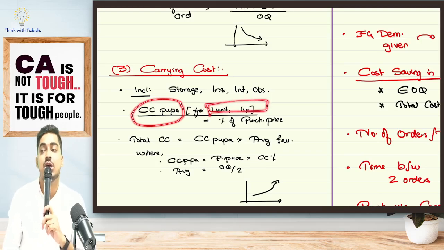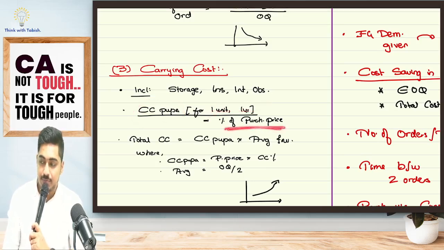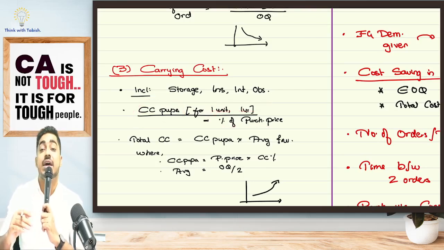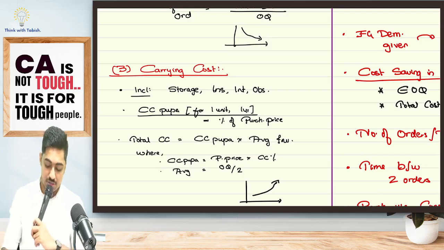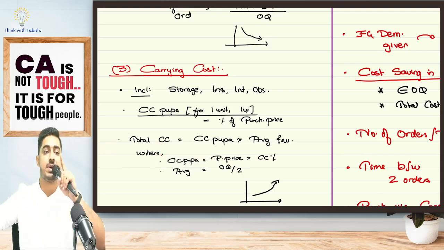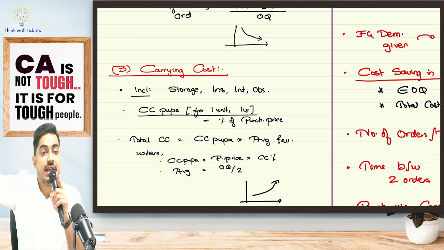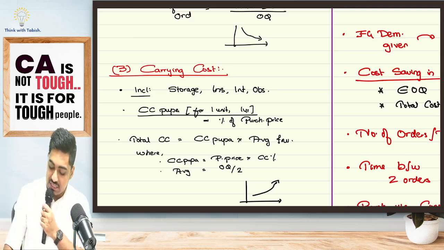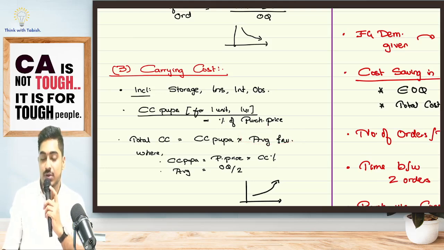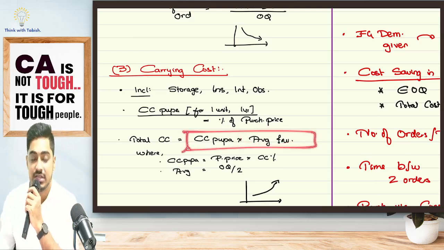How is it normally given? Normally, it is given as a percentage of purchase price. Is this clear? But I want my total carrying cost. So, what is going to be the formula? It is carrying cost per unit per annum, to hold one unit for 1 year, into on an average how many units I have held throughout the year, which is nothing but my average inventory. So, the formula is carrying cost per unit per annum into average inventory. Is this clear?